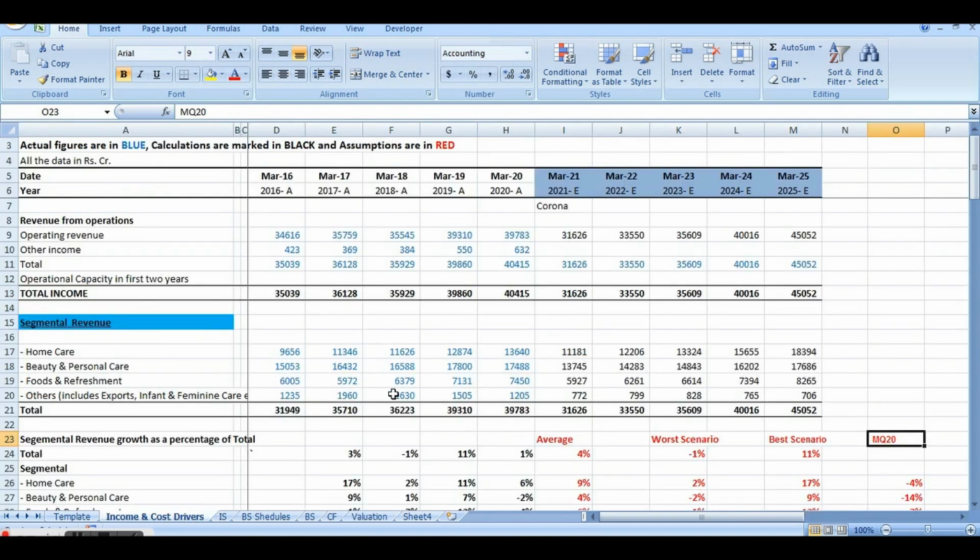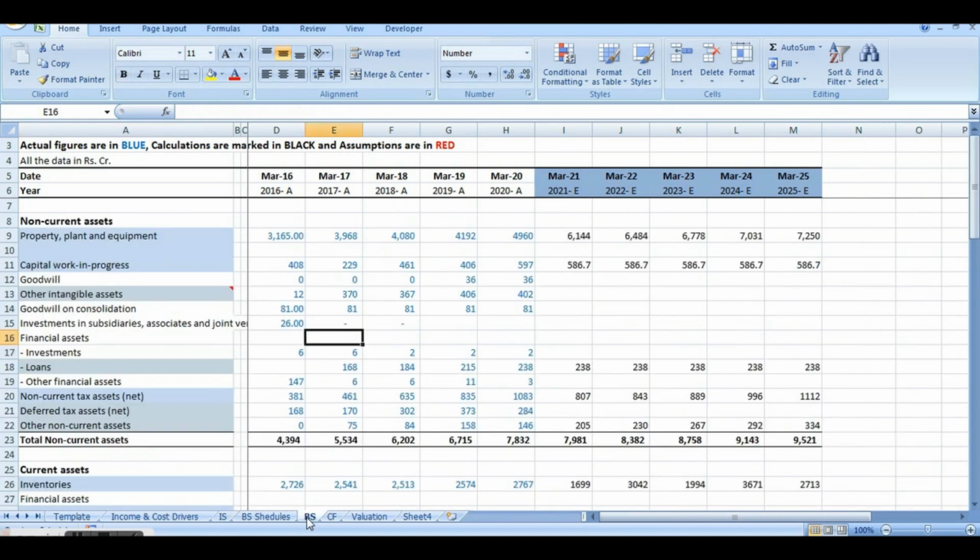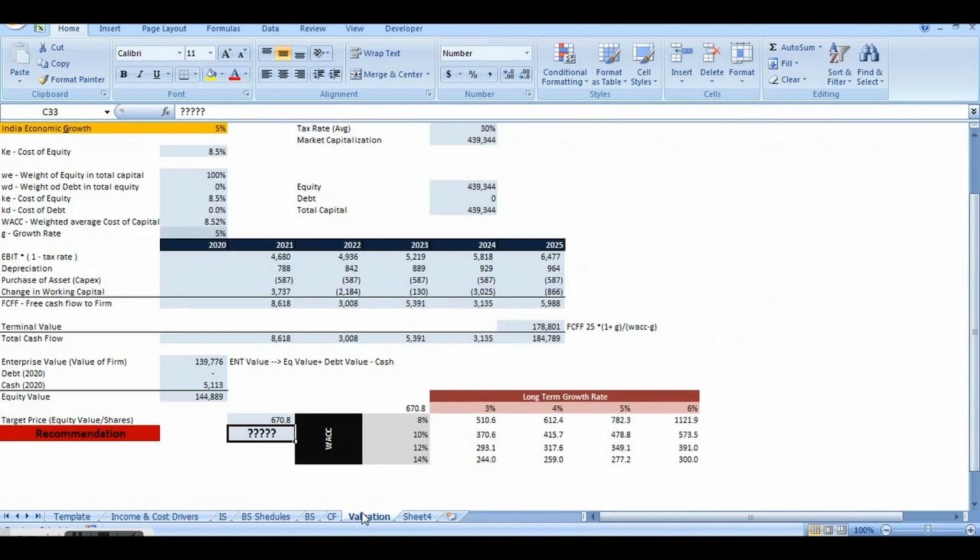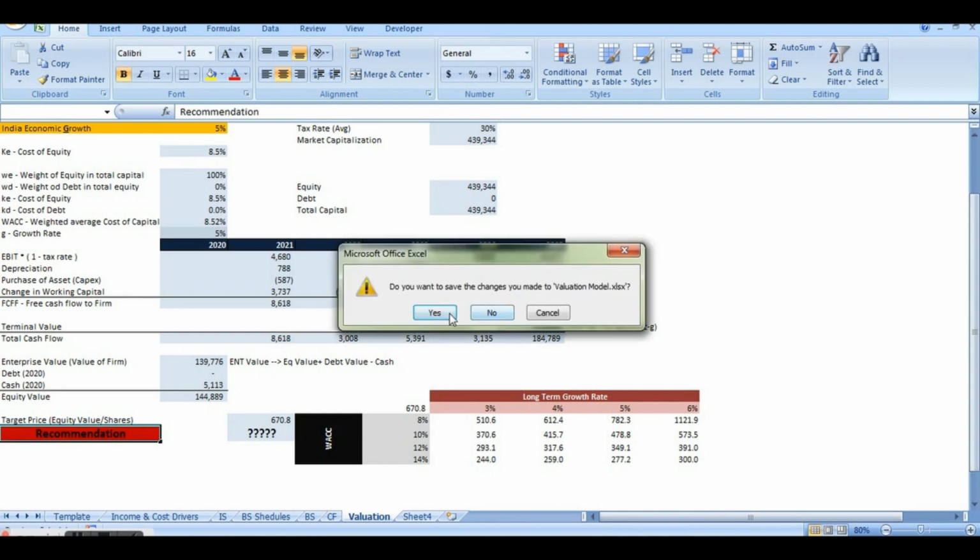There is a lot of calculation work that goes on based on the past data and the assumptions that you make, based on which you project the futuristic data of the income statement, balance sheet, and cash flows, and ultimately reach the valuation position where you can value the price of the share and decide whether to buy, sell, or hold the share.